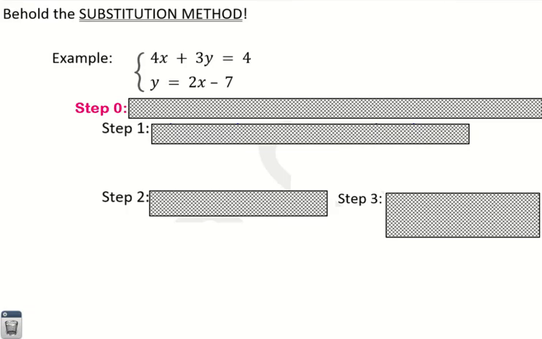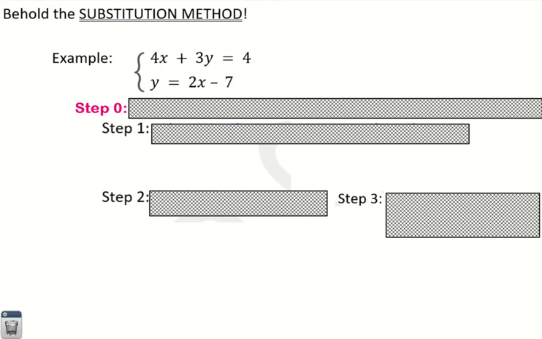Behold, the substitution method. It's one of our algebraic methods. We're not going to use graphs, we're going to use algebra. So here's an example. 4x plus 3y equals 4 is my first equation. y equals 2x minus 7 is my second equation.